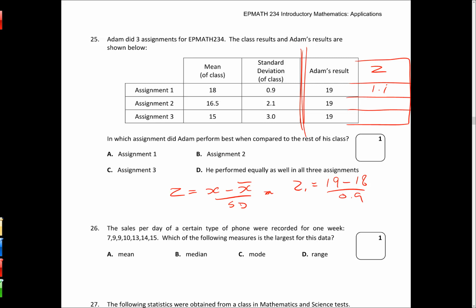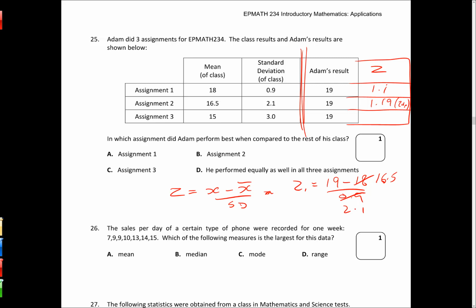Now for assignment 2, Adam's result is still 19, but the mean is 16.5 and the standard deviation is 2.1. 19 minus 16.5 is 2.5, divided by 2.1. It's 1.19 to 2 dp. I've just rounded that to 2 dp. Okay, that's the best so far.